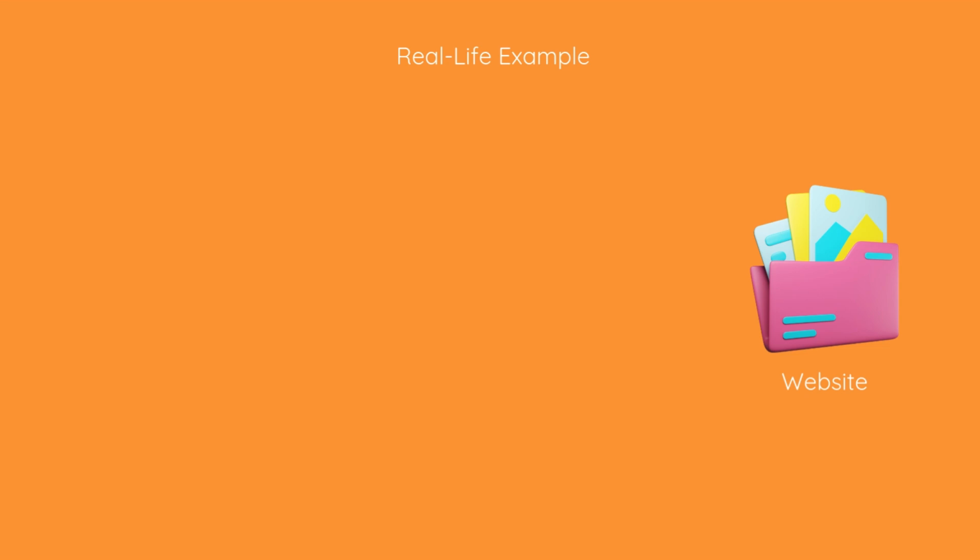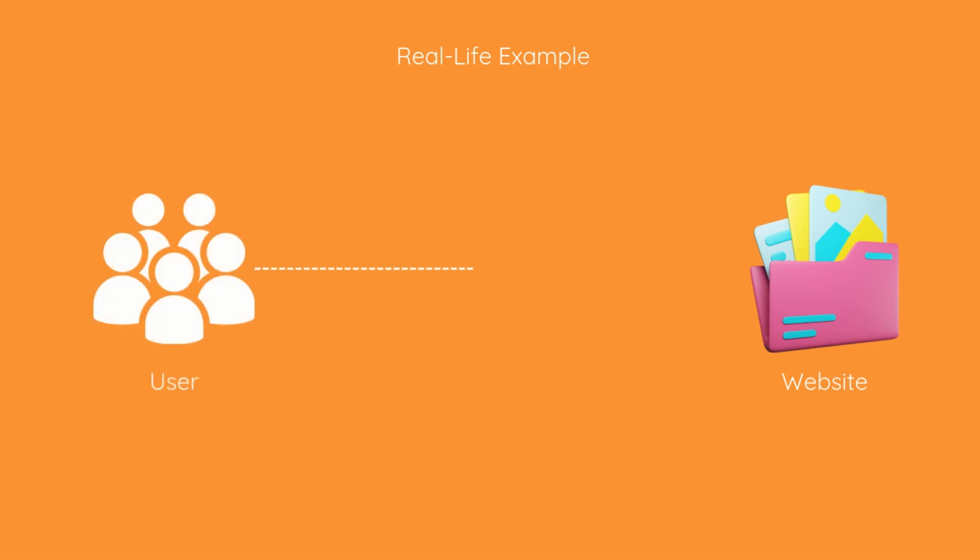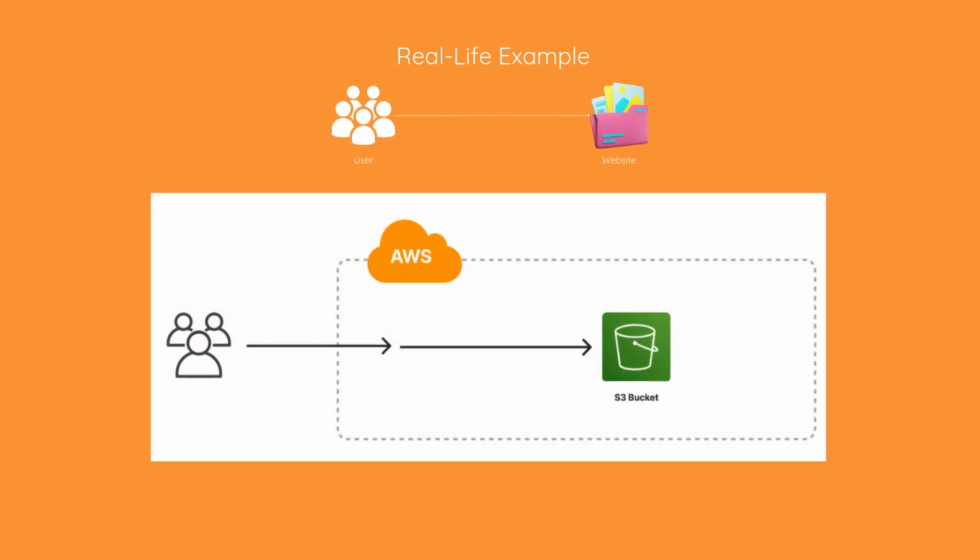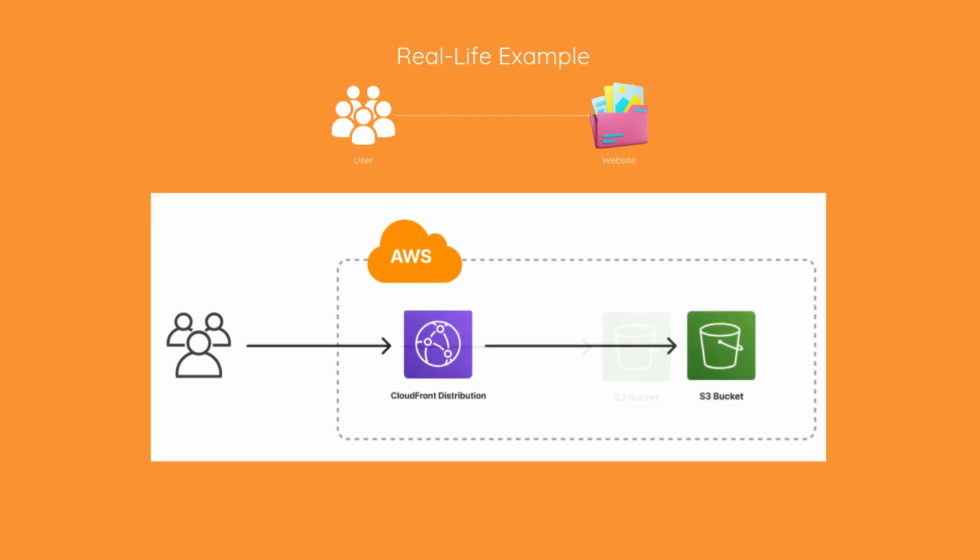Let's look at a real-life example of how an S3 static website fits into a typical web architecture. Imagine you're hosting a simple portfolio website. Your static HTML, CSS, and JavaScript files are stored in an S3 bucket. When users visit your website, the content is delivered from S3, but instead of making this static website directly open for all public communication, we can limit the access only over CloudFront to make it faster and more secure.